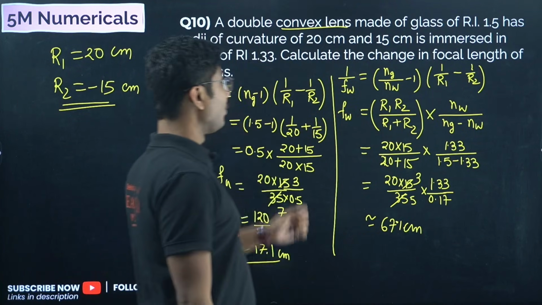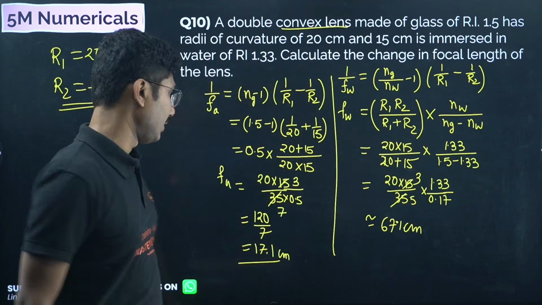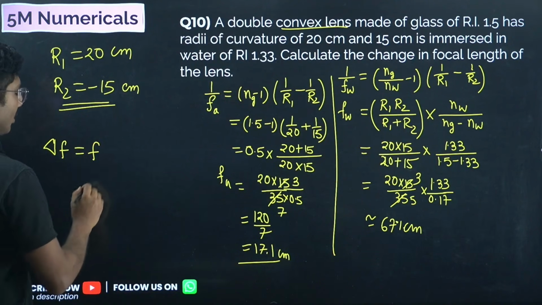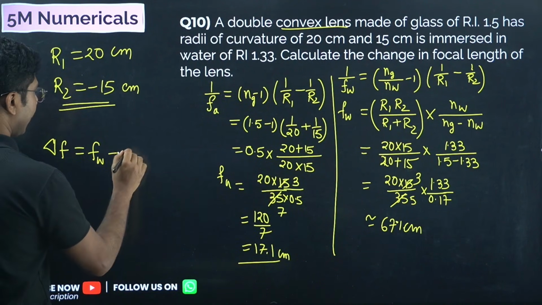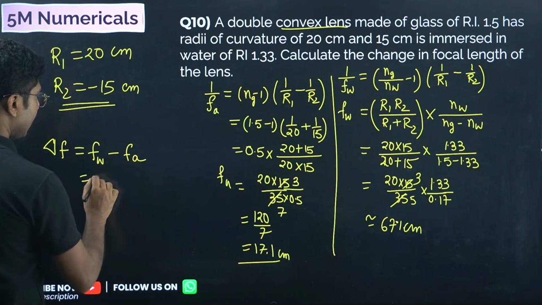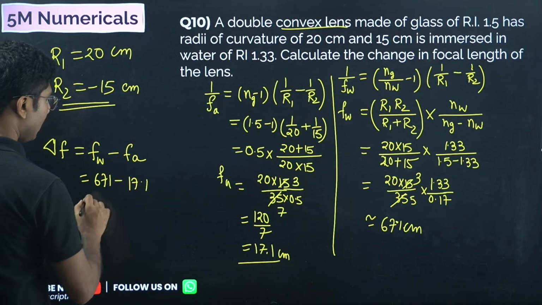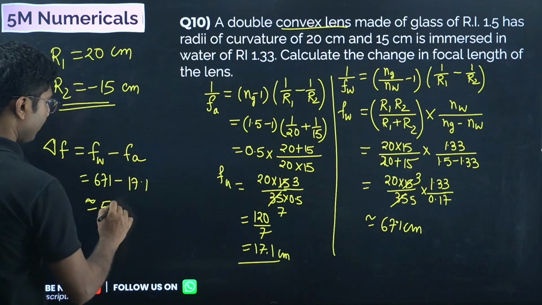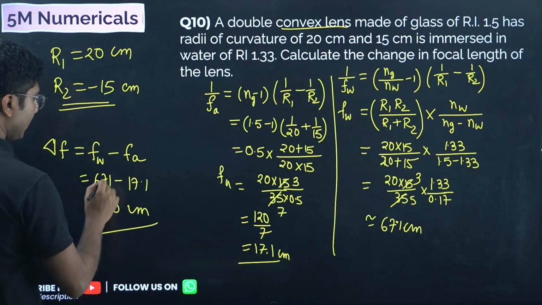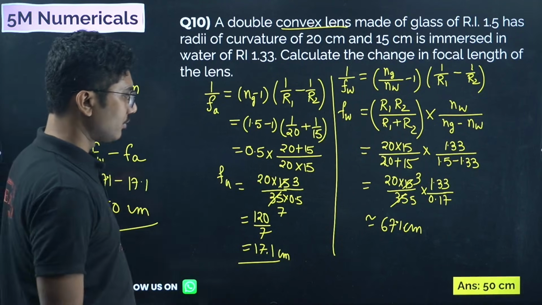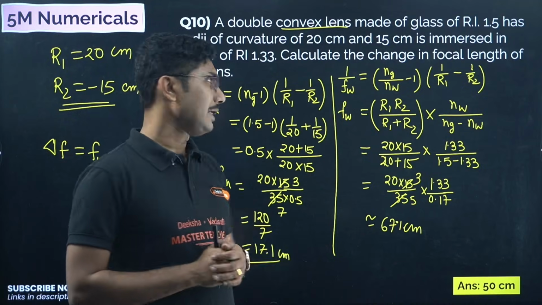Now they asked you what is the change in focal length. Change in focal length means delta F. Delta F is focal length in water minus focal length in air, that is 67.1 minus 17.1, approximately it will come out to be 50 centimeter. Okay, you can use the calculator and calculate the exact value. So this will come out to be 50 centimeter.